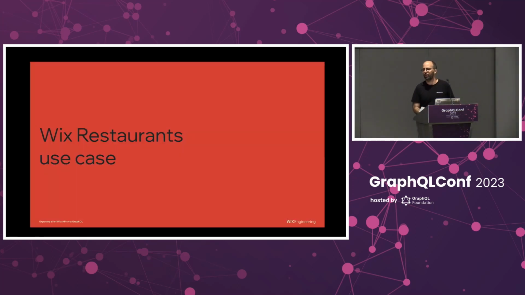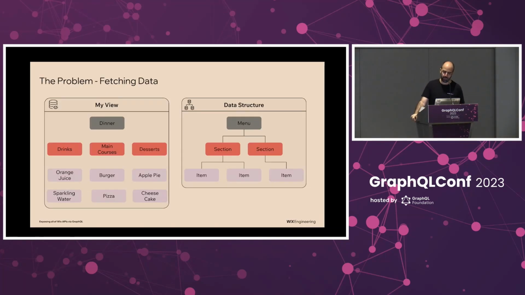So let's follow on with Wix Restaurants. This is, I think, the selling point of GraphQL. Let's say that we have a view. This view consists of 3 data sources. This view describes a menu. A menu has a name. Specifically, we have the dinner menu. Each menu has 3 sections: the drinks, main courses, and desserts. And each section has its own menu items.